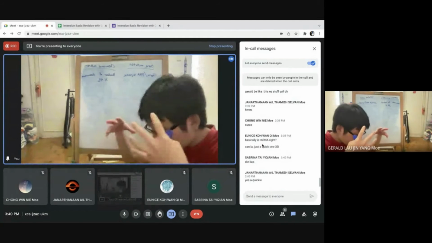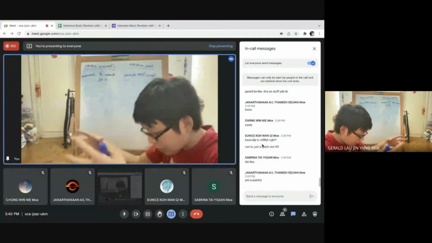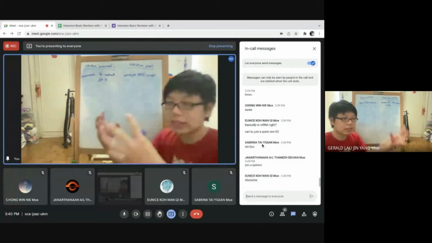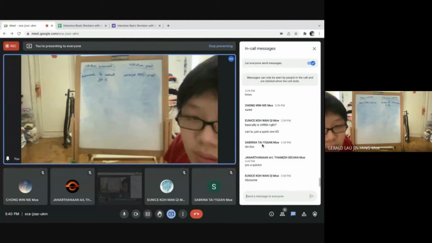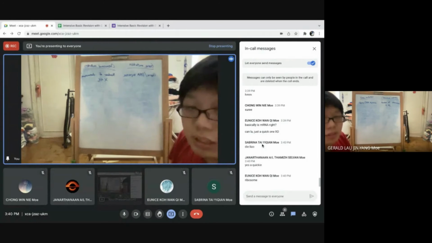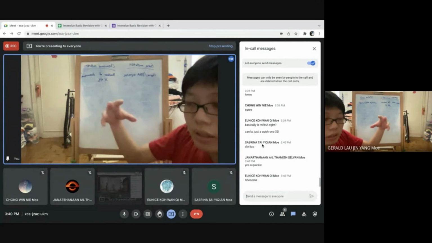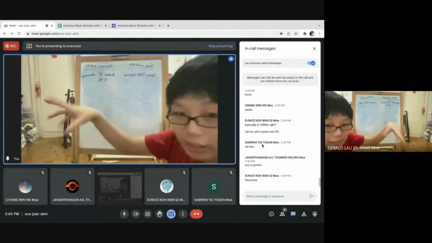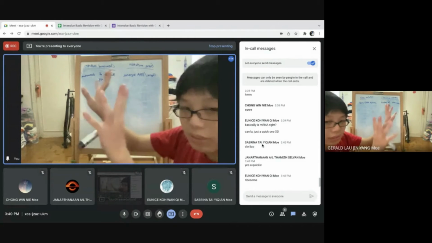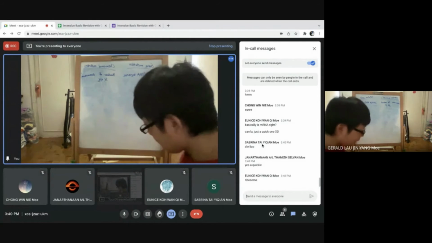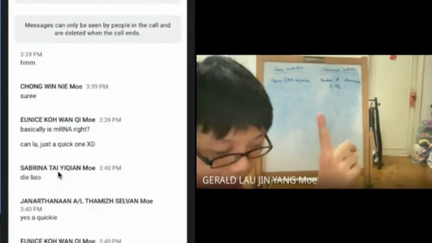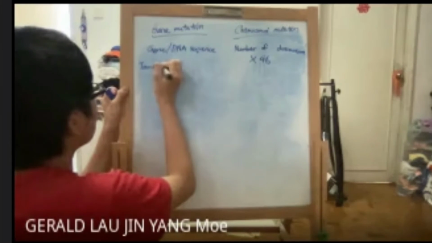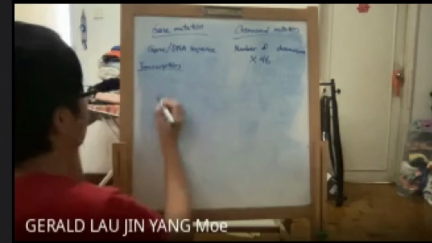how does your cell produce protein? Protein is made of amino acids, so you have to produce the amino acid. Which organelle synthesizes it? Ribosome. Good, Eunice. Ribosome will synthesize the amino acid. Then the rough endoplasmic reticulum will transport it. Then the Golgi apparatus processes it. So there are two stages: one is transcription, one is translation.